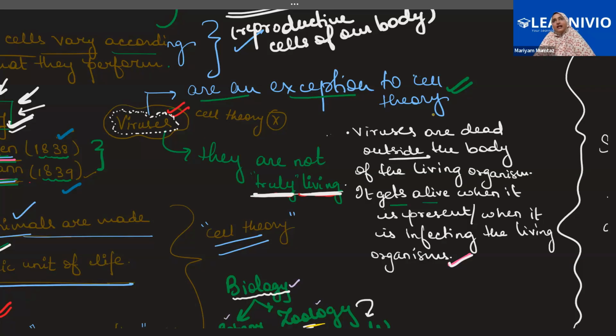So if they're dead outside and living inside, would you call them dead or would you call them living? Neither. You can't call them either. They're neither dead nor living. So since they are not truly living, that is why they are an exception to the cell theory. Cell theory is not applicable to them. Rest all, bacteria, fungi, microscopic plants, then macroscopic, the normal plants, animals, human beings, every single organism, the cell theory is applied to them, but not the virus.